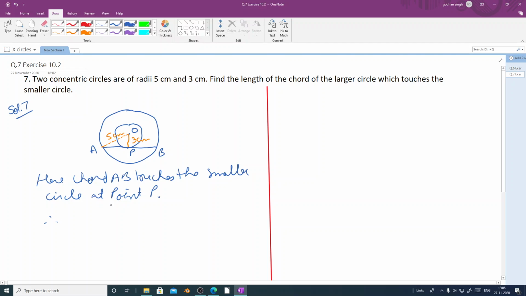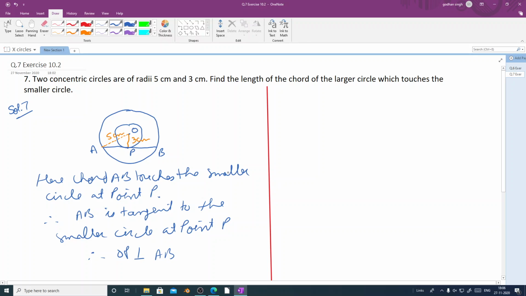Therefore we can say that AB is tangent to the smaller circle at point P, and therefore we can say that OP is perpendicular to AB because we know that the radius is perpendicular to the tangent at the point of contact. Now therefore we can say that angle APO equal to 90 degree. Now we'll go in right triangle APO and apply the Pythagoras theorem.